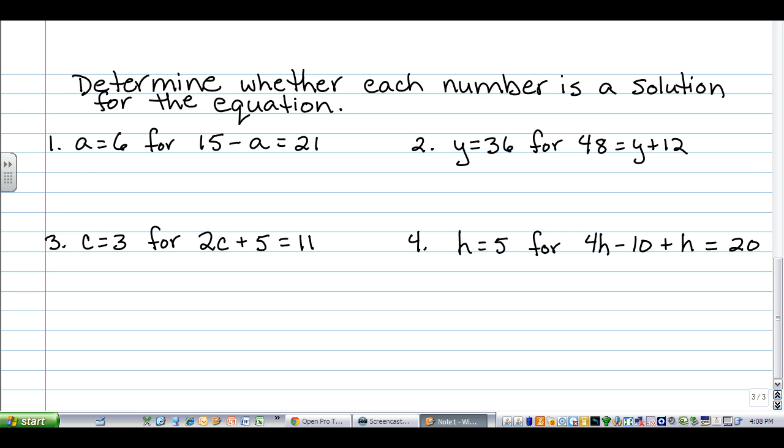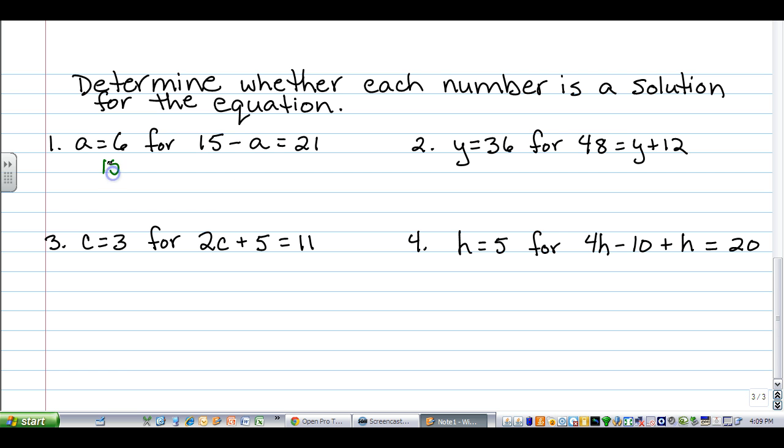All right, here's another type of problem you might come across. The directions are, determine whether each number is a solution for the equation. So number 1, they're telling us that a equals 6, and here is the equation: 15 minus a equals 21. So what they're saying is if I plug in a 6 wherever there's an a, is that going to equal 21? And the only way you know is you have to plug it in and work it out.